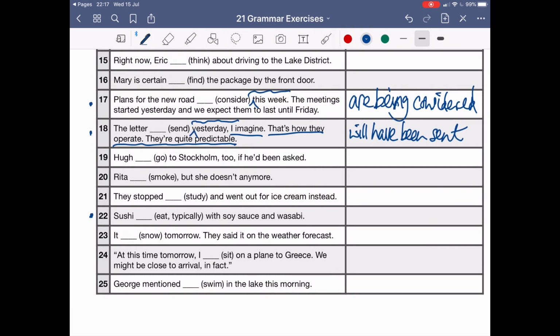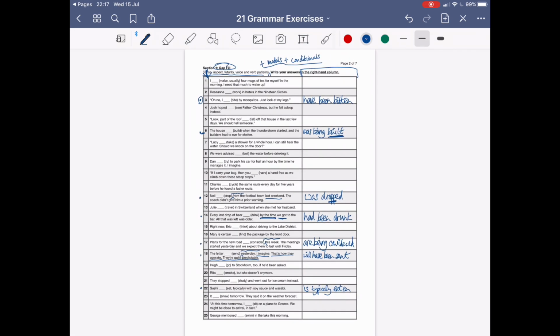22. Sushi. Something eat typically, okay, with soy sauce and wasabi. This is just general, isn't it? So sushi is typically eaten. Okay. Next.